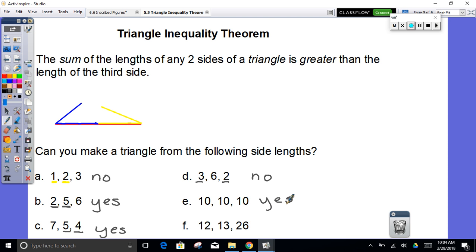using its sides. David? It would be an equilateral triangle. So anytime you have three sides that are all the same, you're always going to be able to make a triangle. All right, letter F.